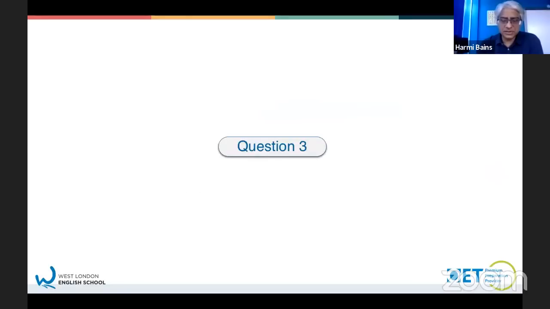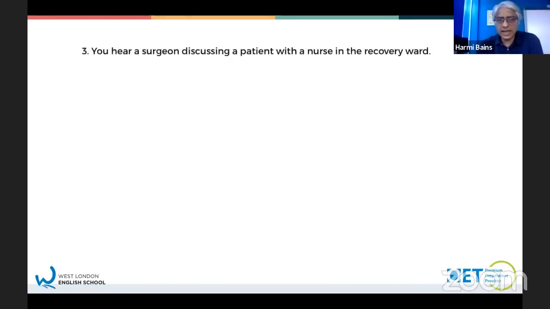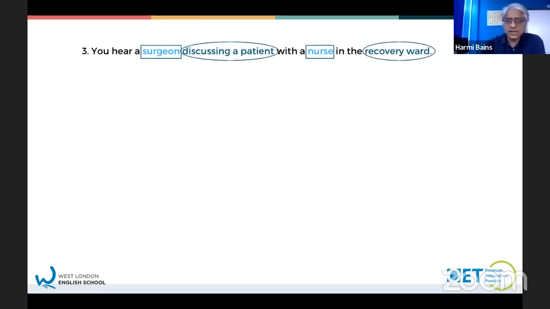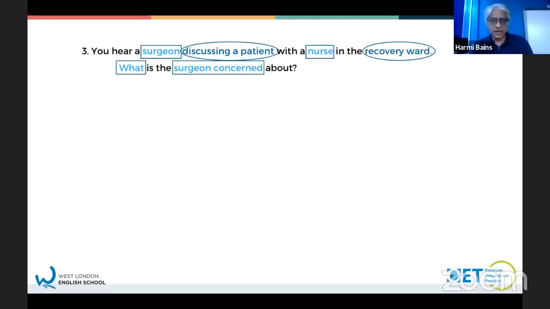But let's go on to question three. Again, the context question, it told you that you were listening to a surgeon and to a nurse, and that they were discussing a patient in the recovery ward. So you can assume that the patient possibly has had some kind of operation if they're in the recovery ward. The question, what is the surgeon concerned about? So I highlighted these words. What is the surgeon concerned about? Not the nurse, but the surgeon. So that's really important as well. And we're listening for their concern.